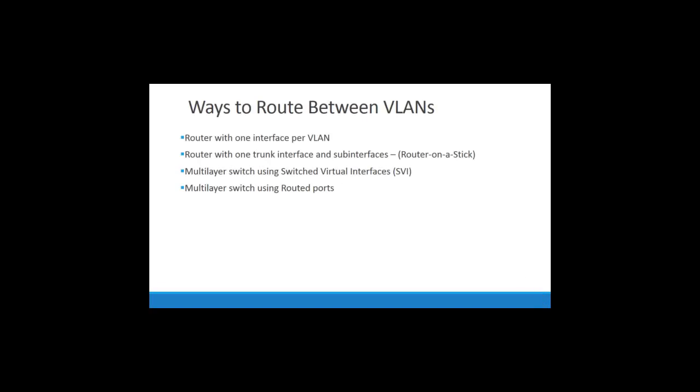We can configure a router that routes, and we can use one interface per VLAN on the router. And I've got a picture of this in a second, the idea. We can use a router with one trunk interface and sub-interfaces, what we refer to as router on a stick, or we can use a multi-layer switch. And we can do one of two things. We can actually configure routed ports on the multi-layer switch, or we can configure switch virtual interfaces.